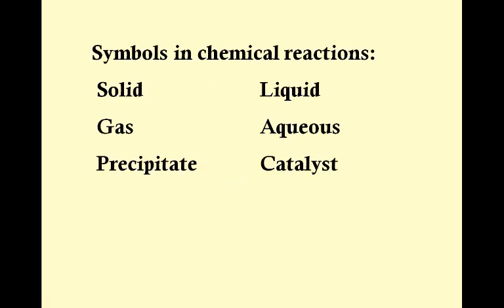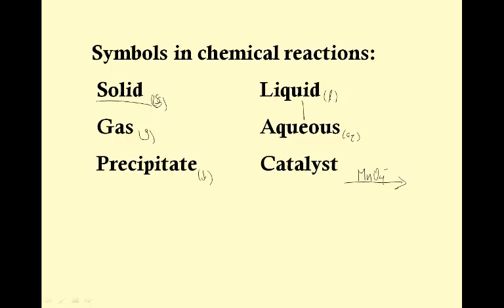So chemical equations. Now there's some symbols for chemical equations you should be comfortable with. Solid is abbreviated a little s. Gas is a little g. Precipitate is a little down arrow. And a liquid is a little L. Aqueous is a little AQ. And catalyst is something riding on the arrow. So if permanganate was a catalyst, it would be intense purple and it would be riding on the arrow.